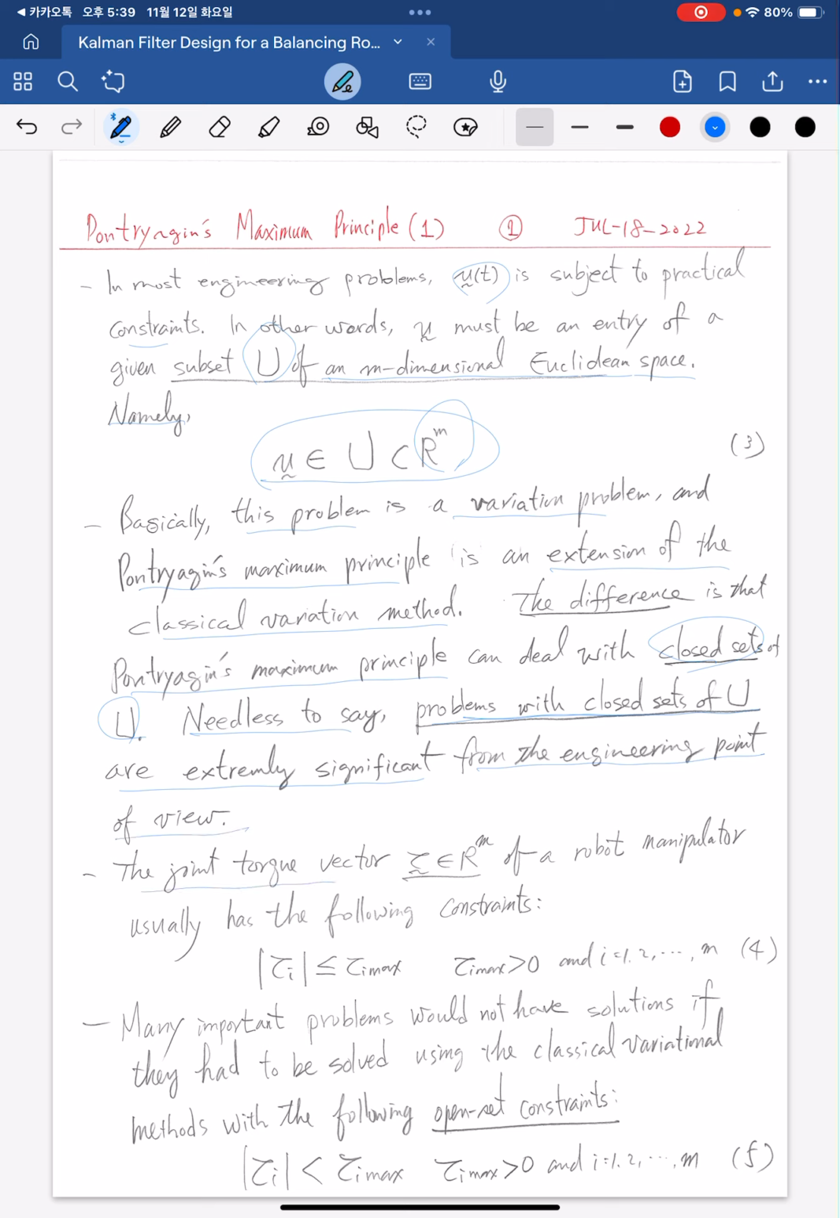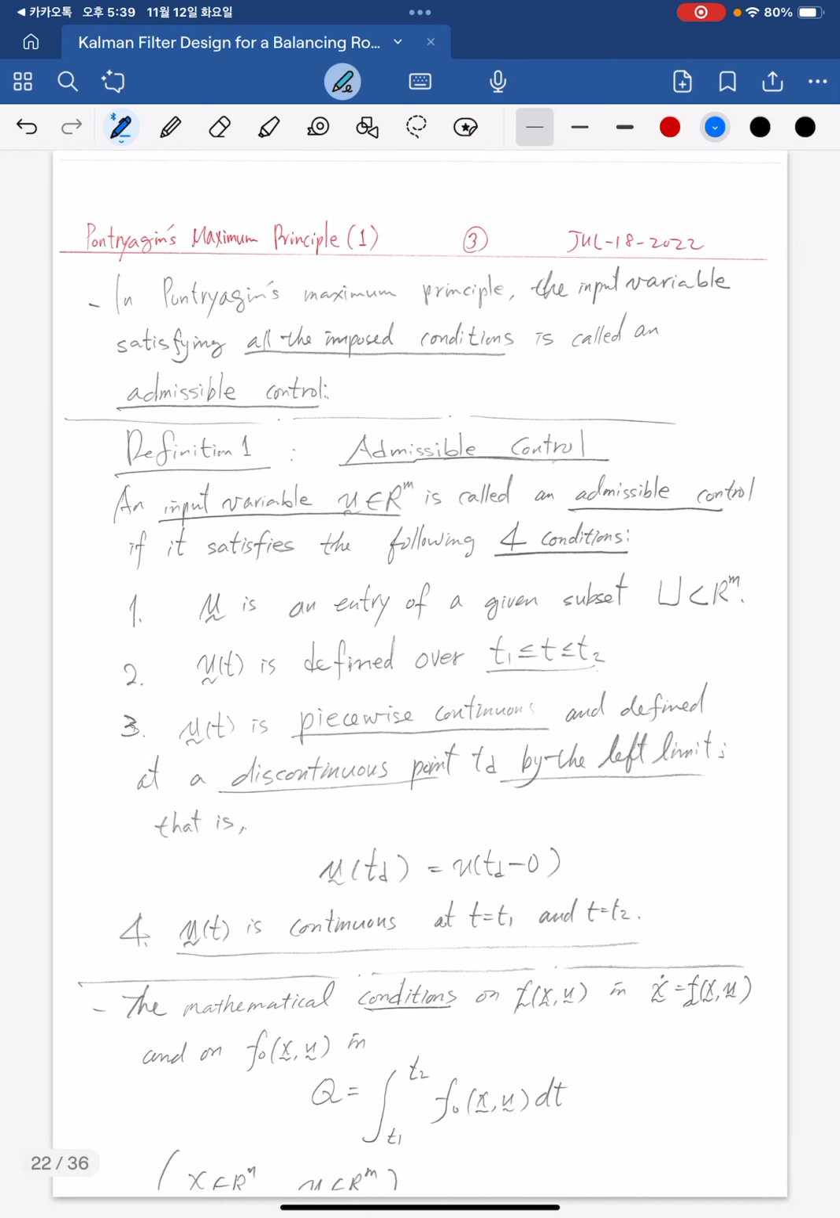The joint torque vector tau, m vector, of a robot manipulator usually has the following constraints. Many important problems would not have solutions if they had to be solved using the classical variation method with the following often set constraints. In Pontryagin maximum principle, the input variable satisfying all the imposed conditions is called an admissible control.